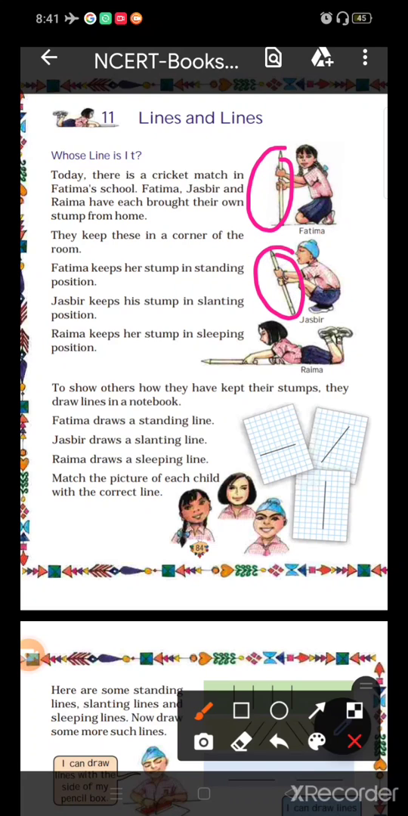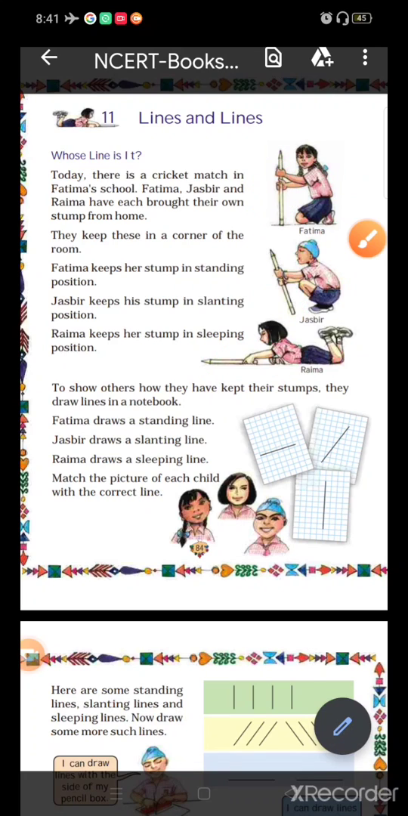These are the stumps. And her name is Fatima. His name is Jasbir and her name is Raima. Okay? They keep these in a corner of the room. Fatima keeps her stump in standing position.